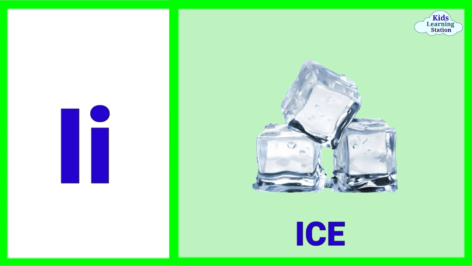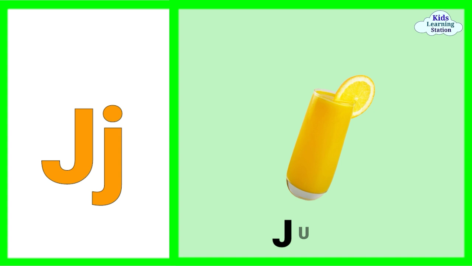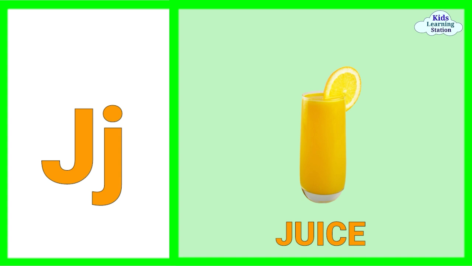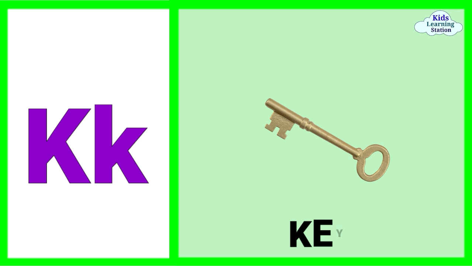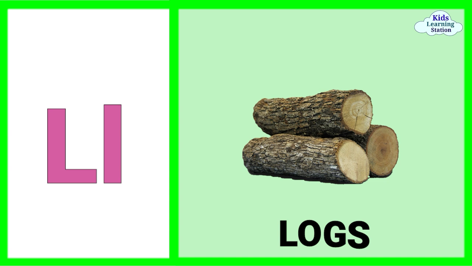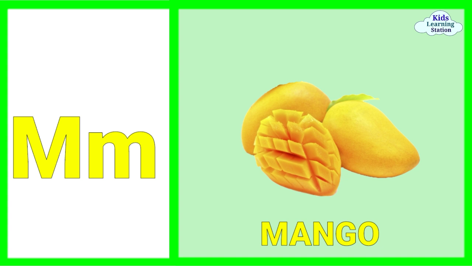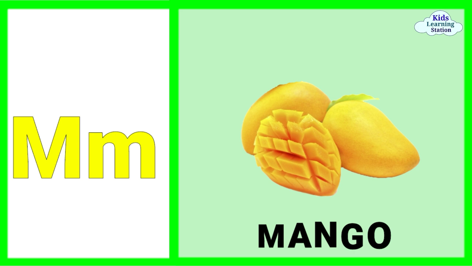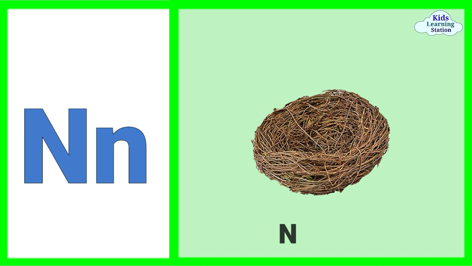J is for juice. J-U-I-C-E. Juice. K is for key. K-E-Y. Key. L is for logs. L-O-G-S. Logs. M is for mango. M-A-N-G-O. Mango. N is for nest. N-E-S-T. Nest.